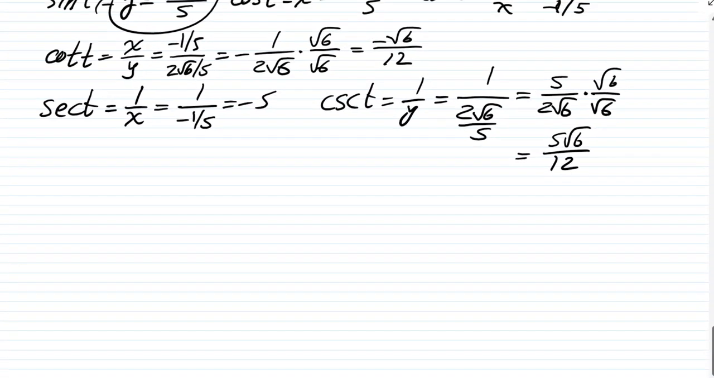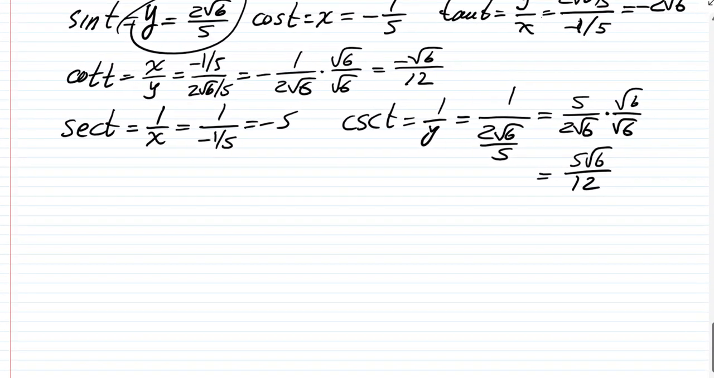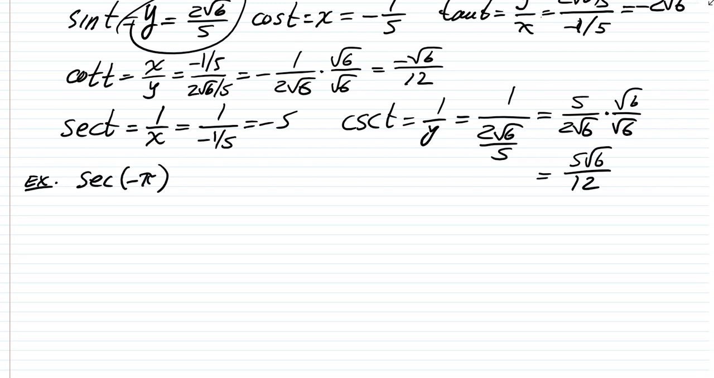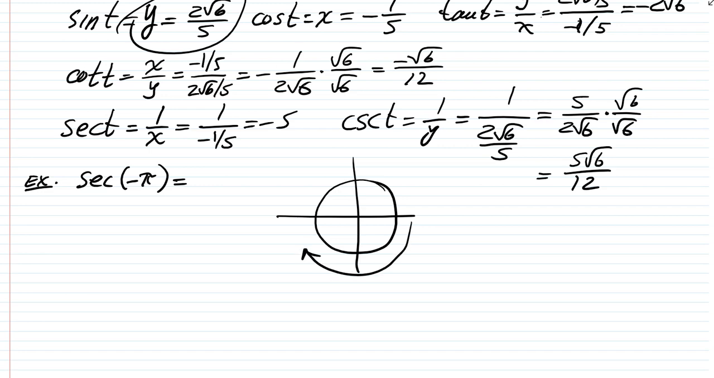Okay. Let's do another example. So in this next example, suppose I want to find the exact value of, let's do a quadrantal angle, secant of negative pi. Now remember, in our unit circle, that's the key, the unit circle. Negative means you go in a clockwise direction, and therefore this is going to be theta equal negative pi. 180 degrees negative, so you end up at point negative 1, 0.